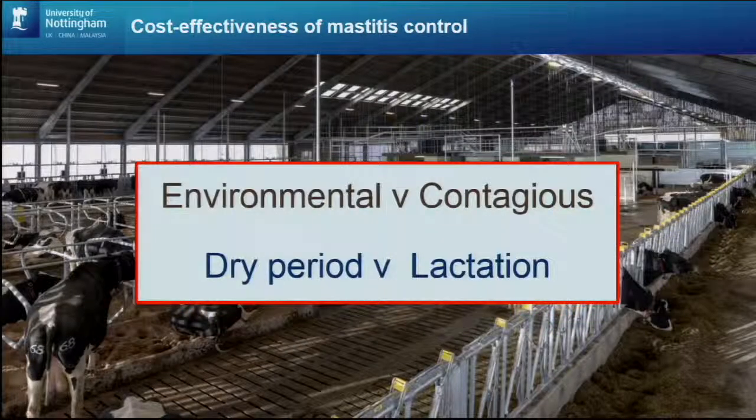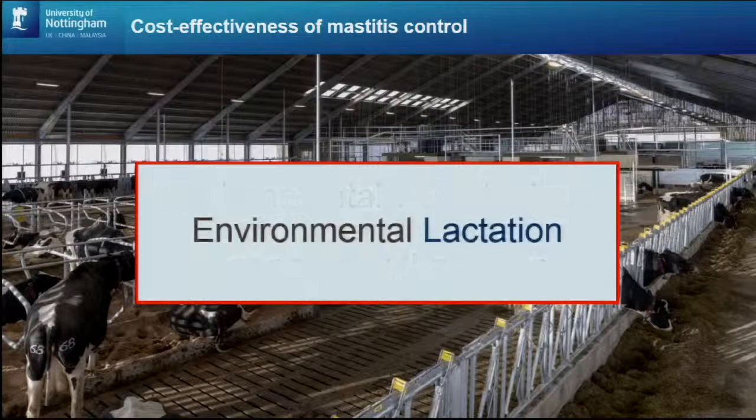And we then have to come to making some sort of decision. Do we think this is a problem associated with predominantly environmental pathogens or contagious pathogens? And do we think most new infections are stemming from the dry period or lactation? In this case, we'd probably go for something like this. So we'd probably think, okay, looks like the pathogens are behaving in a predominantly environmental way, and most cows are becoming infected during lactation. So that's our working diagnosis.